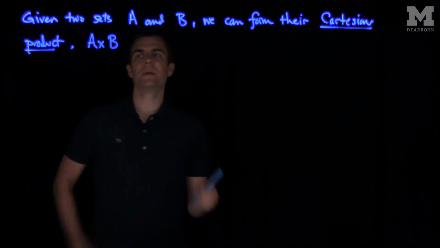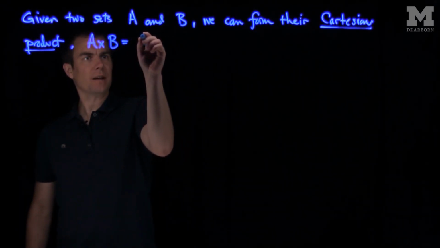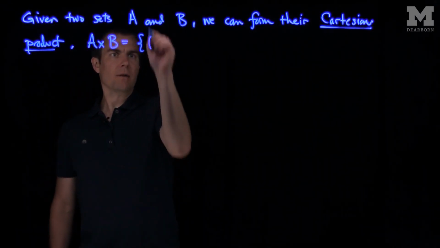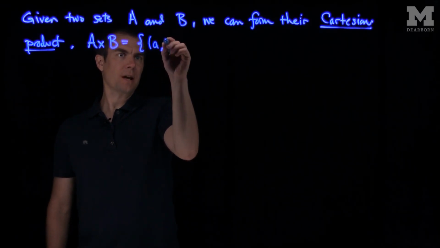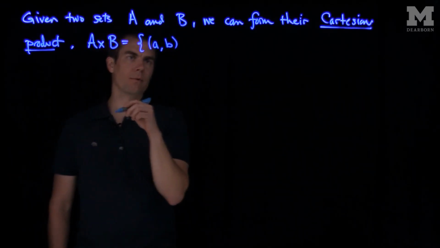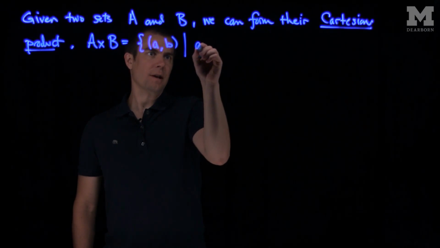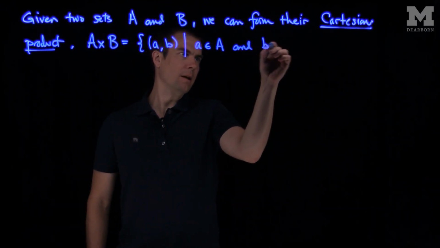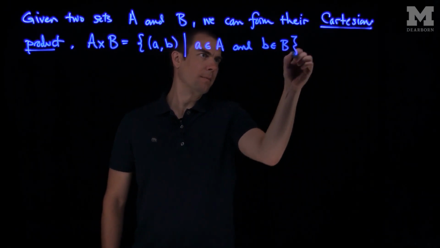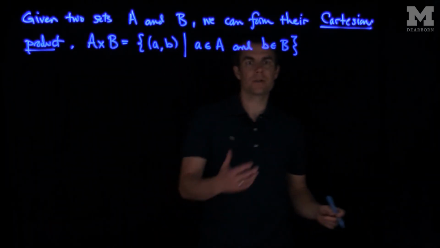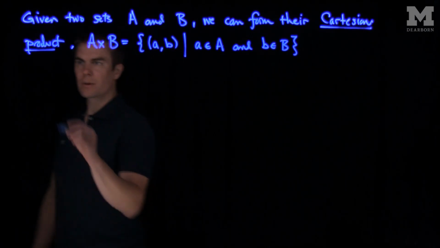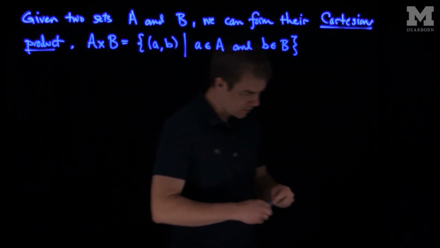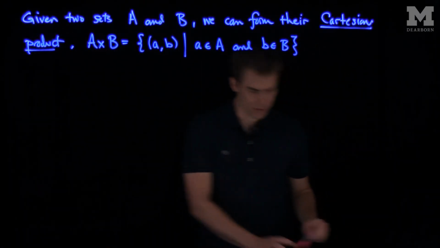A cross B is another set, and it's the set of all pairs (a, b) in an ordered form, such that a is in A and b is in B. We're very used to seeing Cartesian products from just ordinary geometry, so for an example, we can look at the Cartesian product of the set of real numbers with itself.